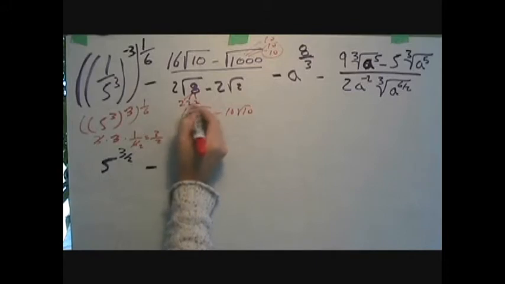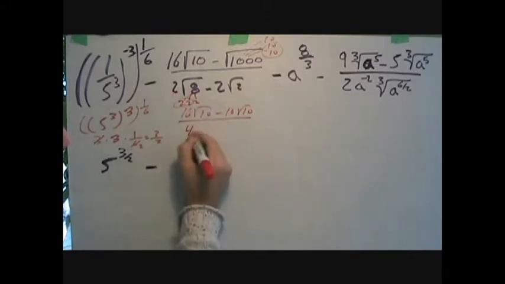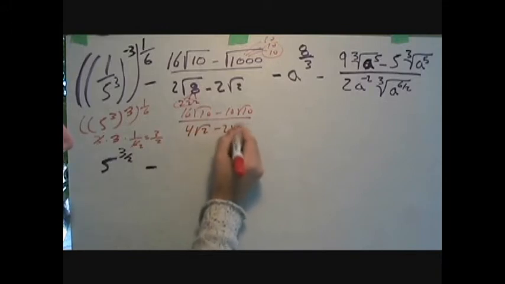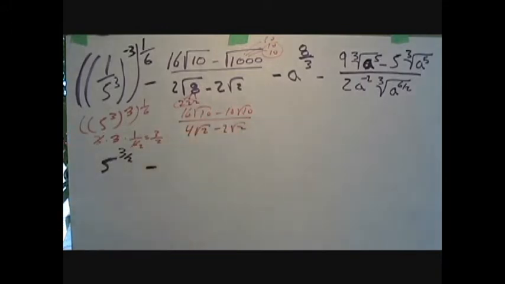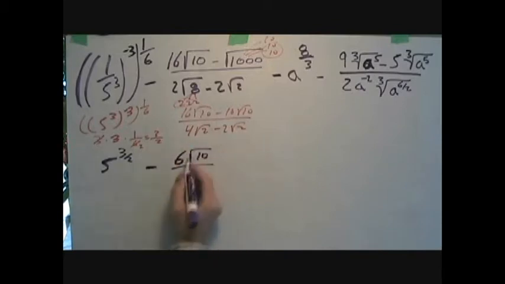8 is 2 times 2 times 2. Two 2's come out, multiply the 2 in the front. So this becomes 4 square root 2 minus 2 square root 2. And we can now combine our like terms. So 16 square root 10 minus 10 square root 10 is 6 square root 10, over 4 square root 2 minus 2 square root 2. They're like terms again. So 2 square root 2.